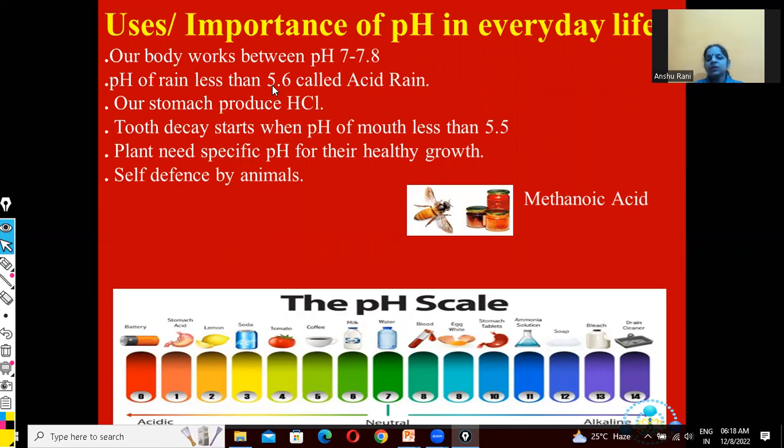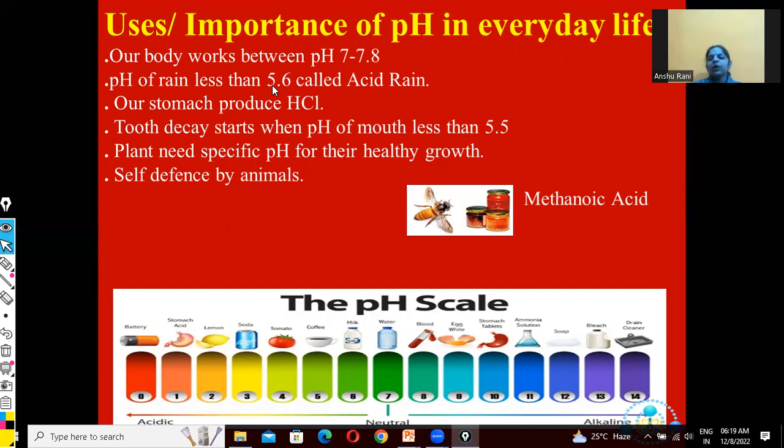Now from where will this acid come? From burning of coal, you are getting sulfur. Sulfur, when it combines with oxygen, forms sulfur dioxide and sulfur trioxide. These gases, when they combine with water, form sulfurous acid and sulfuric acid. Similarly, from vehicle emission, you are getting nitrogen dioxide, NO2. NO2, when it combines with rainwater, forms nitric acid. These acids are responsible for acid rain.